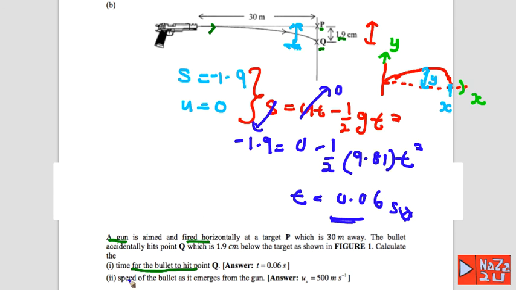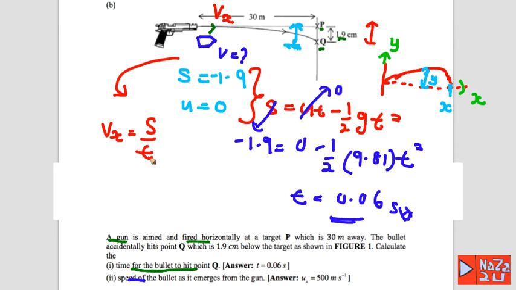And we go to number 2, the speed of the bullet as it emerged from the gun. So what is the speed of the bullet here? To calculate the speed, you consider the direction of the bullet. The direction of the bullet is only along the x-axis, with no vertical component, so this is horizontal, meaning Vx. You can use v equals s divided by time t, displacement divided by time. This is the equation for the speed.